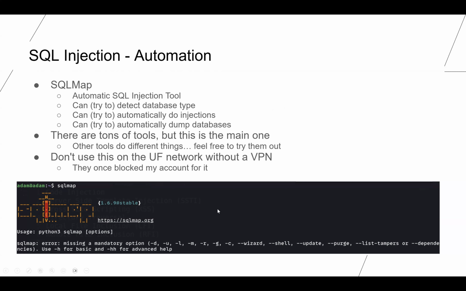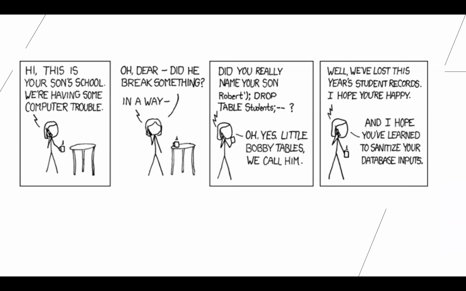And like Adam says, don't put it on the UF network, please. But yeah, this can detect the database type for you, automatically do injections, automatically dump databases. Basically, it lets you find a payload that will work, and you just roll with it. I guess it does pretty much everything for you. It's a funny graphic, but I guess this would be how a database injection might work.